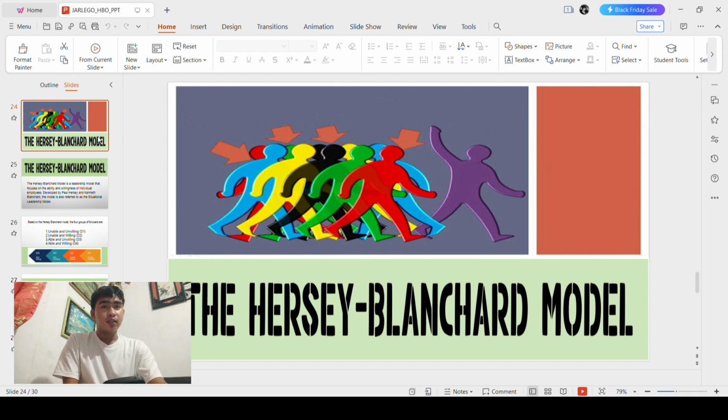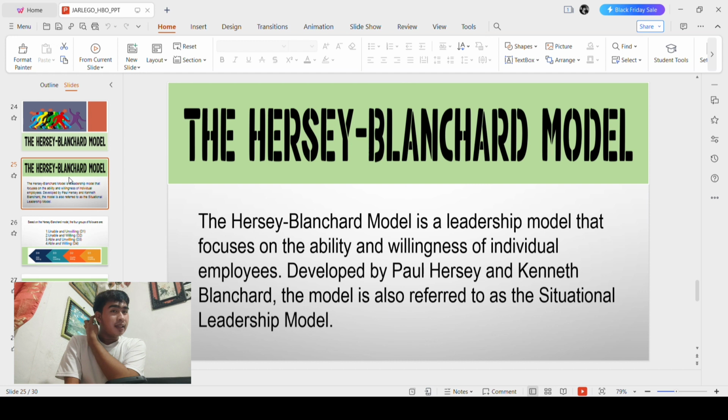Next is the Hersey-Blanchard model. The Hersey-Blanchard model is a leadership model that focuses on the ability and willingness of individual employees. It was developed by Paul Hersey and Kenneth Blanchard, and the model is also referred to as the situational leadership model. It is a leadership theory that emphasizes adapting leadership styles based on the readiness or maturity of followers in a given situation.